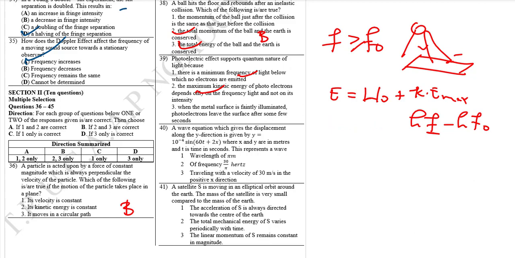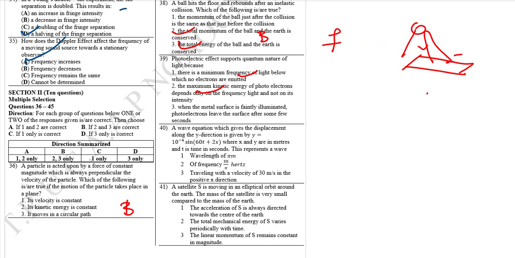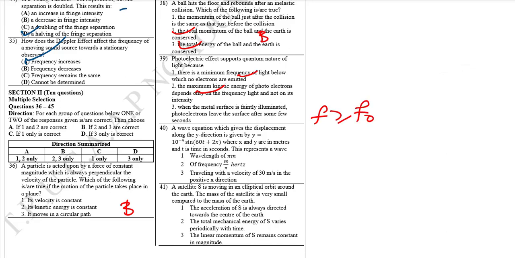Now 3 says, when a metal surface is faintly illuminated, photoelectrons leave the surface after some few seconds. No. As you illuminate, electrons leave instantly, provided that f is greater than or equal to f naught. So option 3 is not correct. So 1 and 2, A.